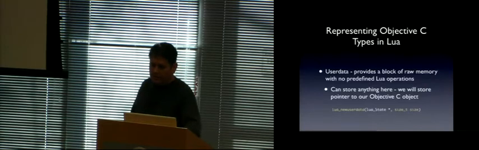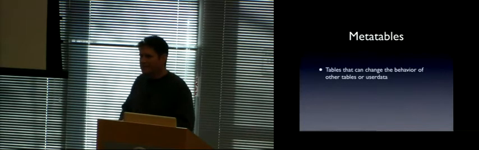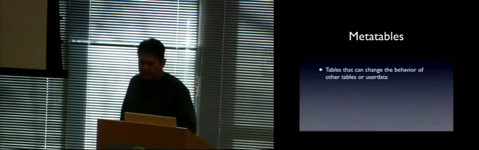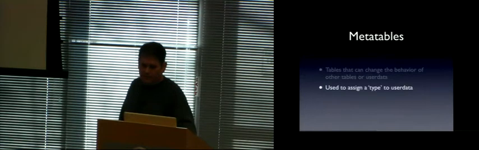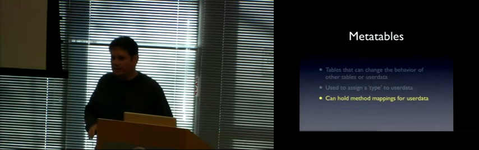So basically by calling Lua new user data. And then again, we use metatables to basically turn these into objects instead of just user data. Again, metatables are tables that can be used to change the behavior of tables or user data. Everyone probably is aware of some of this. In this case, we're using it to assign a type to our user data. And our metatables also hold all our mappings for all the methods on the objects.